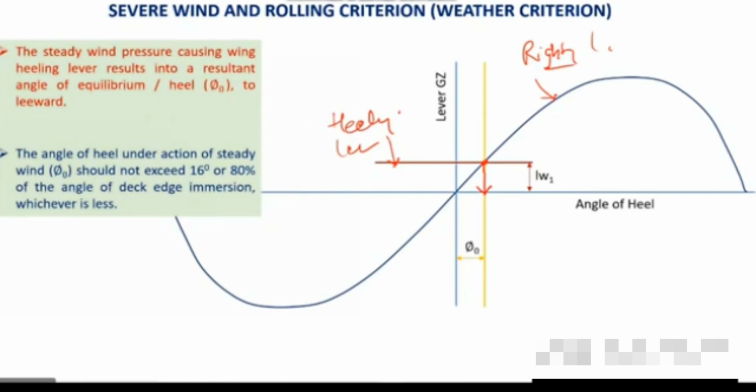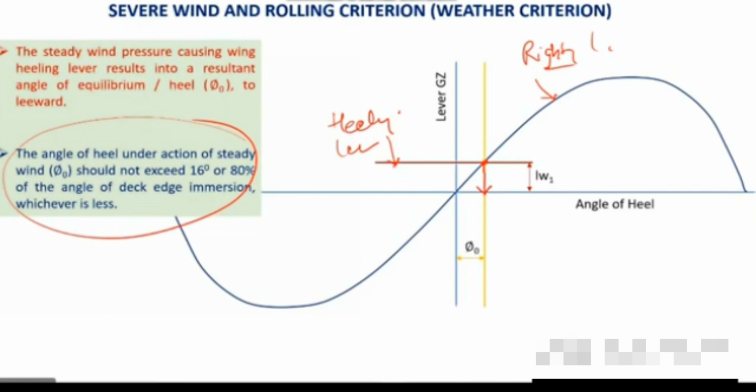80% of the angle of deck edge immersion. Whatever the angle of heel at which the deck will immerse, it should not exceed 80% of that. If the deck edge is going to immerse at 20 degrees, then 80% will be 16 degrees. If it is going to immerse at 30 degrees, then 80% will be 24 degrees, right? Whichever is less. So if the vessel does not meet this criterion, then she is failing on it. Changes have to be made for the vessel to become compliant.